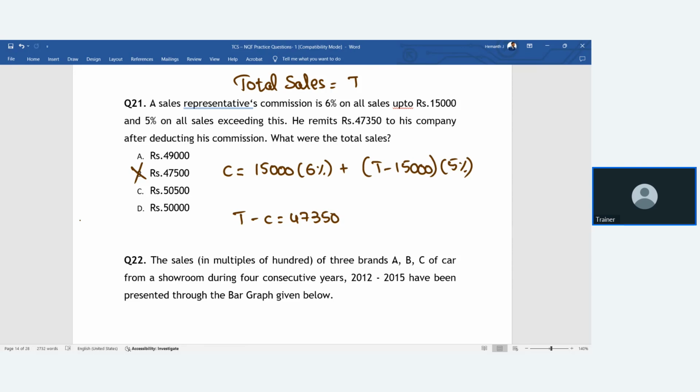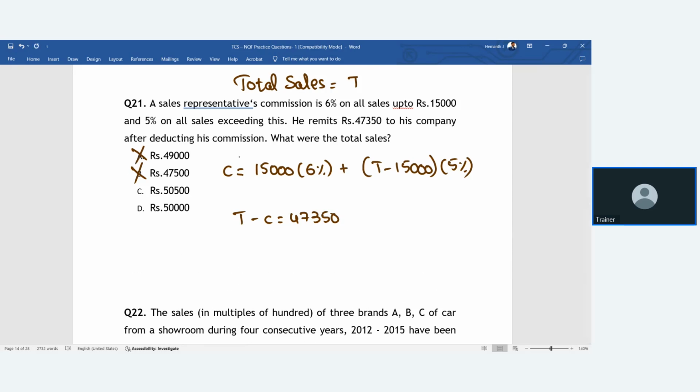On the remaining, 5%. Let's say the remaining is around 15 gone, still 30,000 or 35,000 will be there. Among that 5% means 1,750, 2,600. So it will be, I think, option C or D. It's not A and B. Okay, I'm just verifying the options. Or else, see this, you can try the equation now.